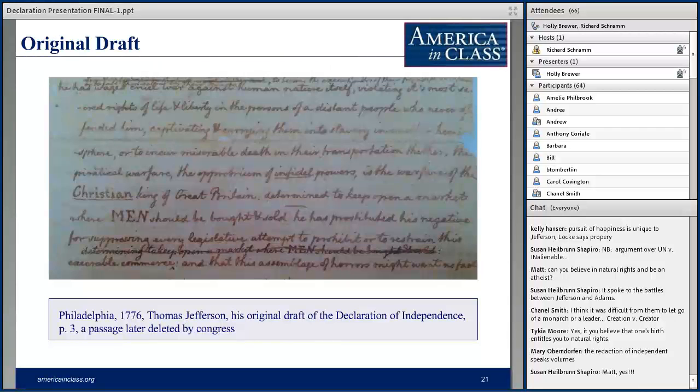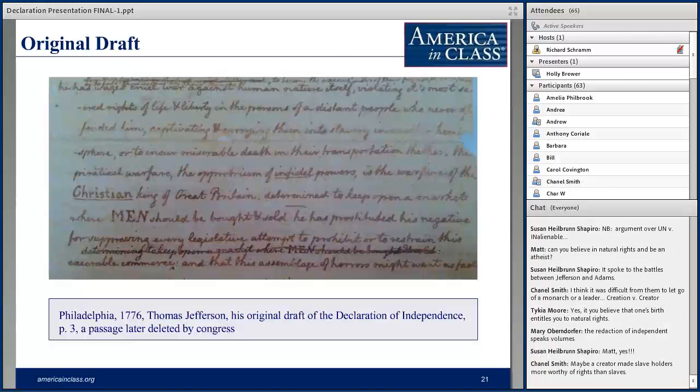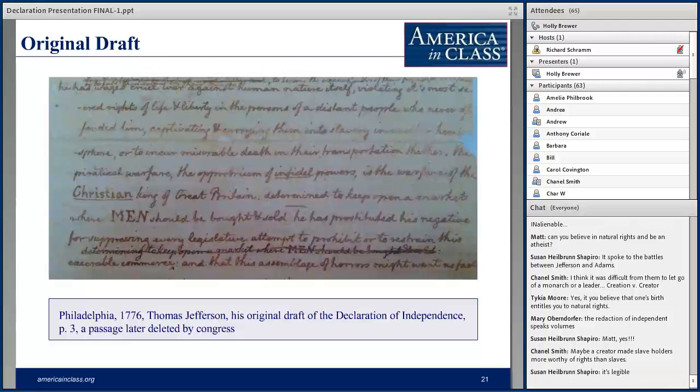So what you're looking at now is page 3 of the original draft of the Declaration of Independence, just part of it, and this is part of the deleted language that condemned slavery. Before we look closely at the text, I don't know how many of you can read this, but I want to point your attention, we'll look at the full clean text in just a minute, to where Jefferson not only italicizes, but also capitalizes the word men when he's talking about men being bought and sold, determined to keep open a market where men should be bought and sold.